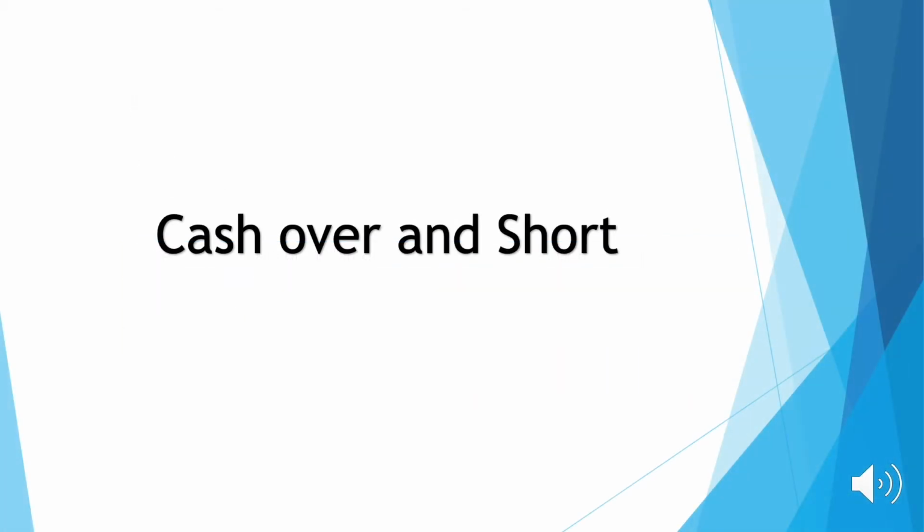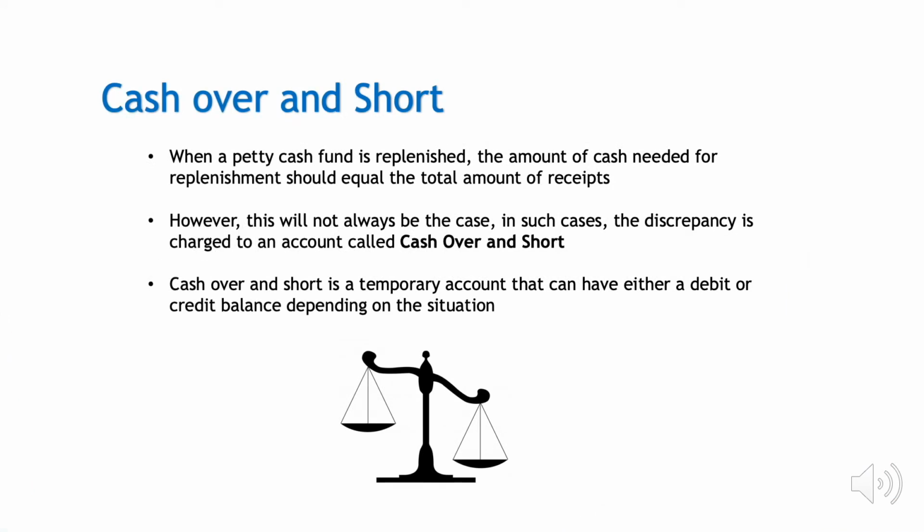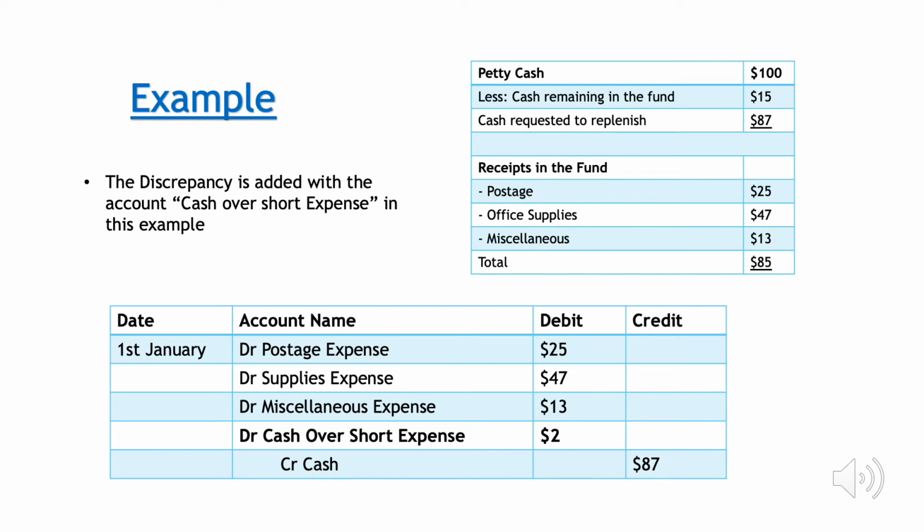Cash over and short. When a petty cash fund is replenished, the amount of cash needed for the replenishment should equal the total amount of receipts. However, this is not always the case. In such cases, the discrepancy is charged to an account called cash over short. Cash over short is a temporary account that can either have a debit or credit balance depending on the situation. For example, the discrepancy is added to the account cash over short expense in this example, with debiting cash over short expense for $2 accounting for the discrepancy.